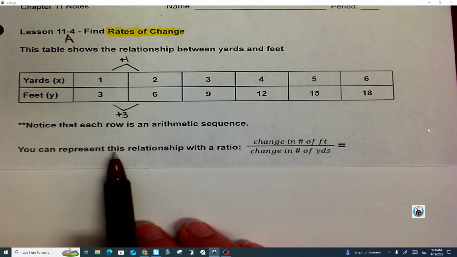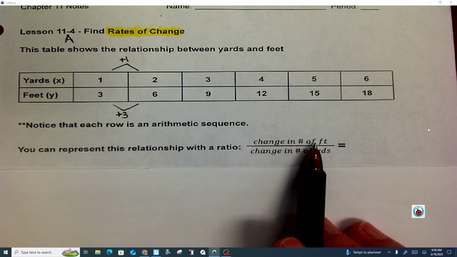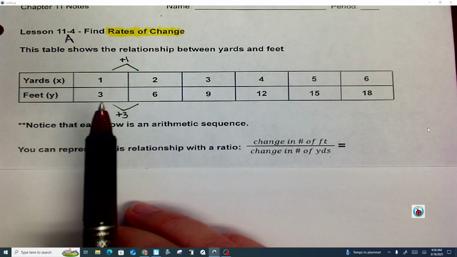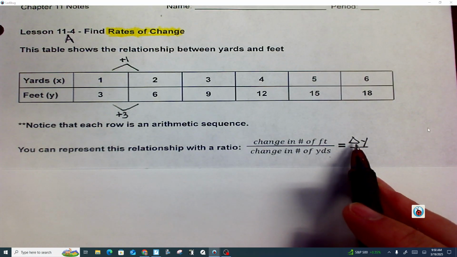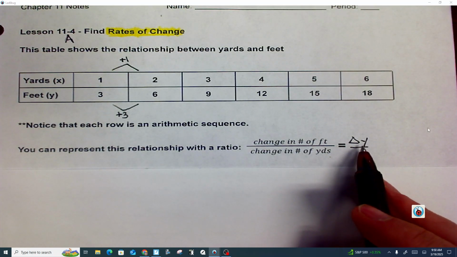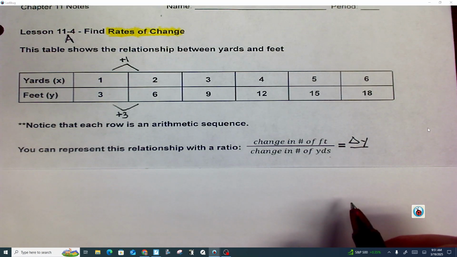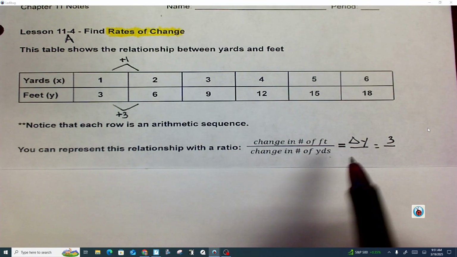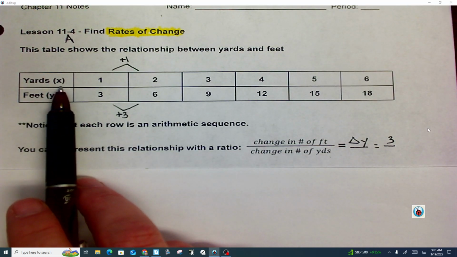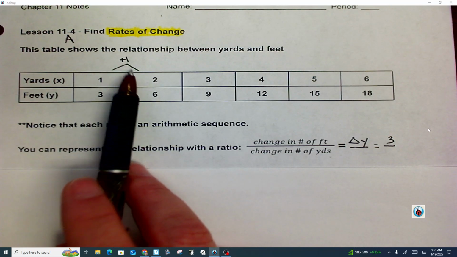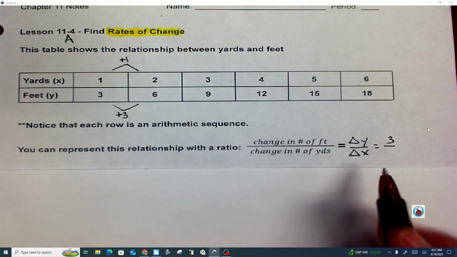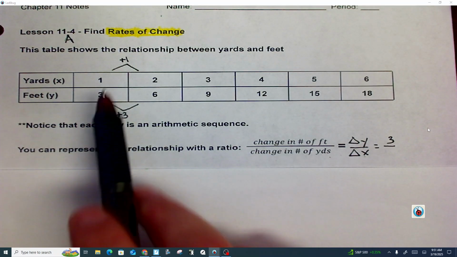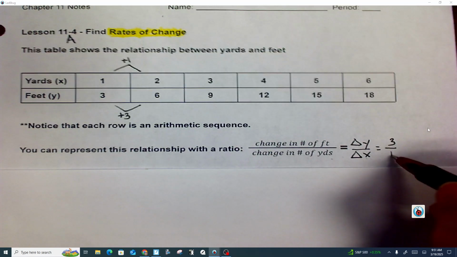You can represent this relationship with a ratio, the change in number of feet. Well, feet is your y. So we'd say, hey, what's your change in y? That's what that triangle means. What's your change in y? Well, it changed by 3. And then what's the change in yards? Well, if you look at your table, yards is your x, so it's another way of saying what's your change in x? And by putting a triangle in front of the x, that's asking that, hey, what's your change of x? Well, it changed by 1, so we'll put a 1 right here.